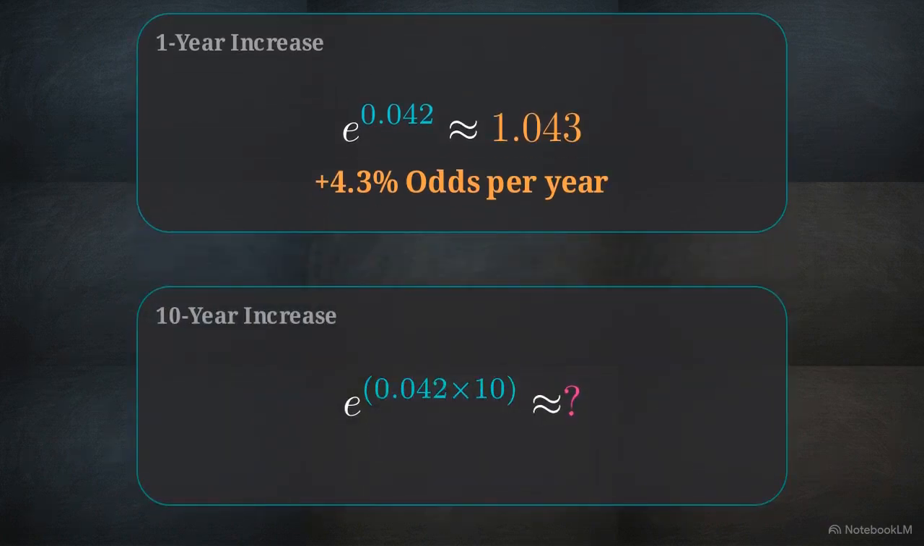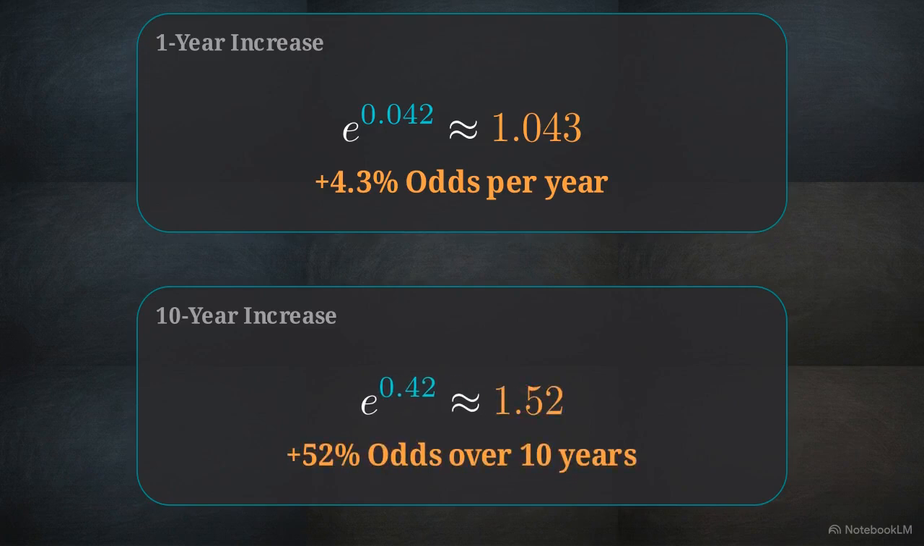For someone 10 years older, multiply the coefficient by 10. E to the 0.42 yields a 52% increase in odds.